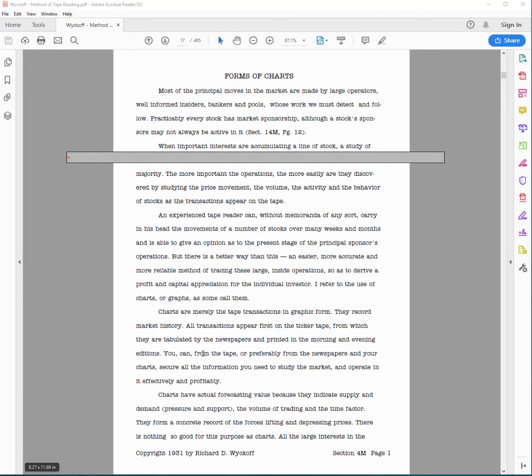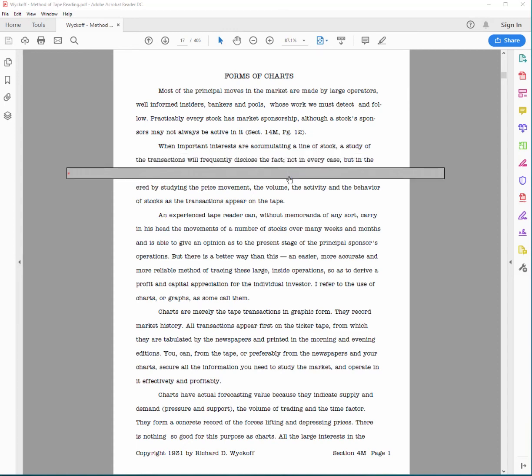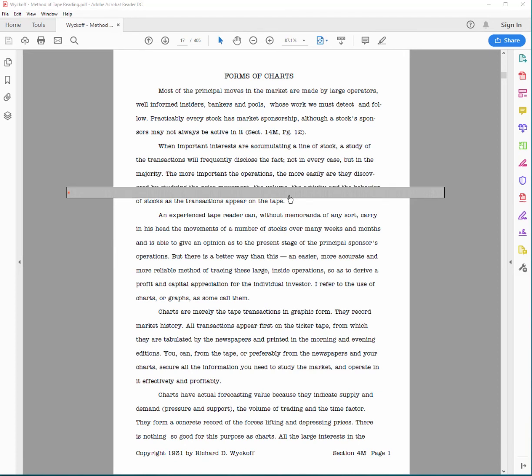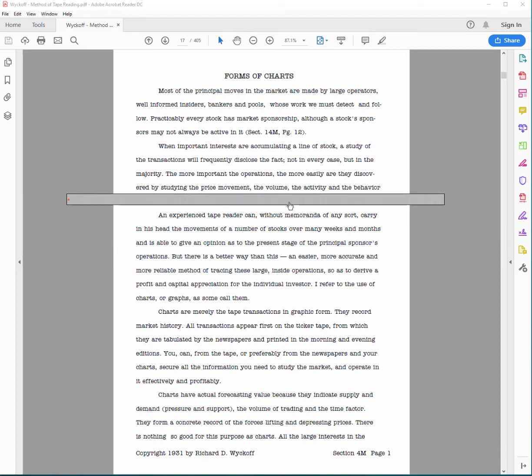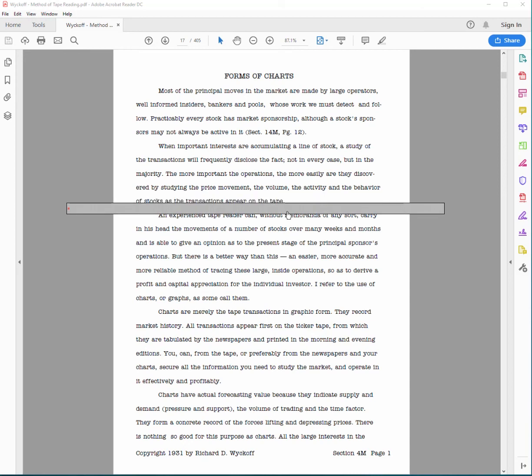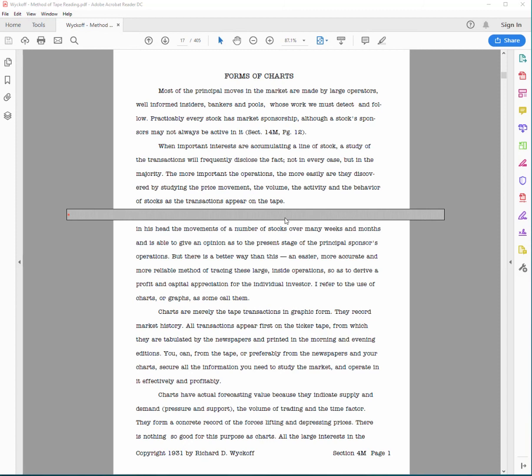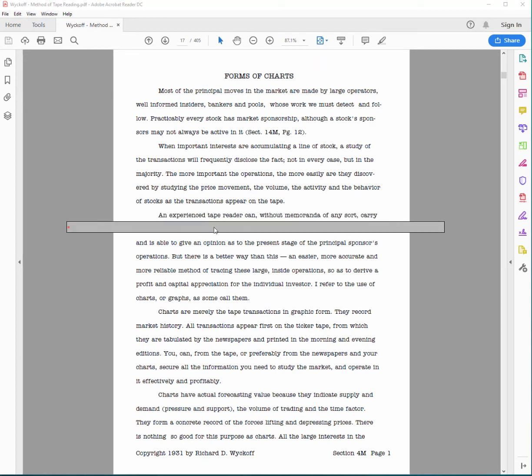Next, when important interests are accumulating a line of stock, a study of the transactions will frequently disclose a fact, not in every case, but in the majority. The more important the operations, the easier they are discovered by studying the price, volume, and the activity and the behavior of the stock. So this is another reference to when he says the market will tell you what it's going to do. Well, this is one of the things you look for to see if there's a line of accumulation, and they'll talk about point and figure, which is what he used to determine that, along with a bar chart, of course, and volume indications on the bar chart.